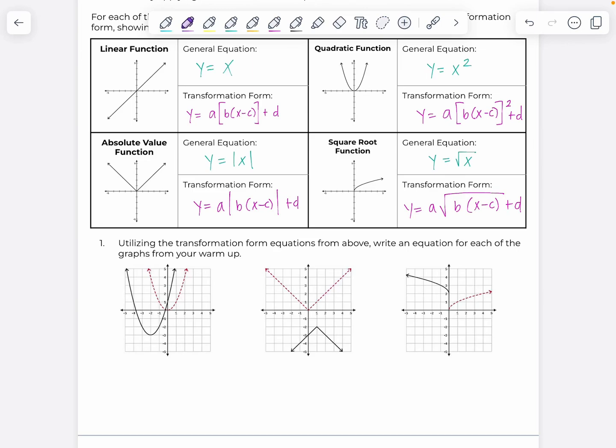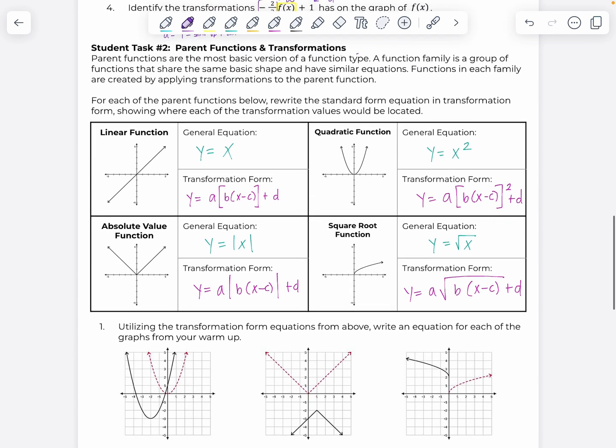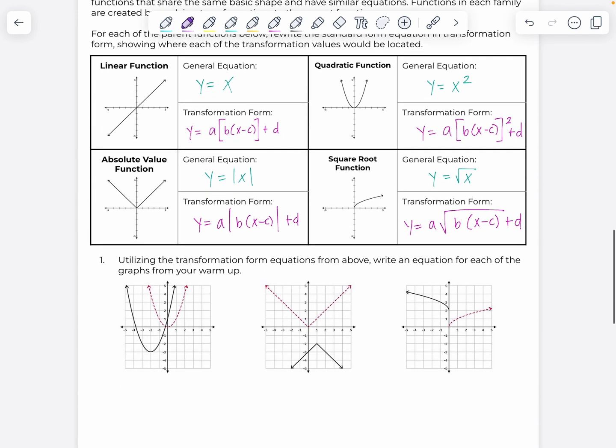So now that you have the top portion of your notes for student task number 2 completed, we're going to utilize these transformation form equations to actually write equations for the warm-up questions. So these are the same 3 graphs that you had in your warm-up.